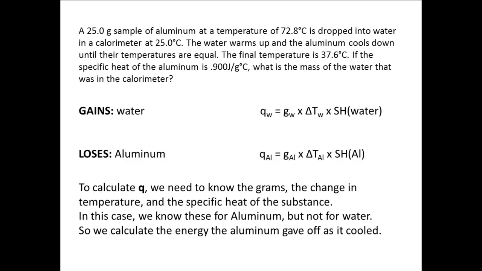Another way of determining which one we can calculate the energy for is to look at what we are trying to find. In this case, we are looking for the mass of the water. In order to figure this out, we need to know the energy the water absorbed, but we cannot calculate this from the information we are given about the water, so we need to get the energy from the aluminum.